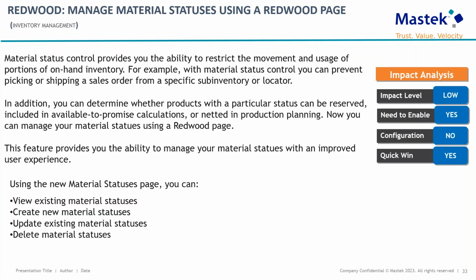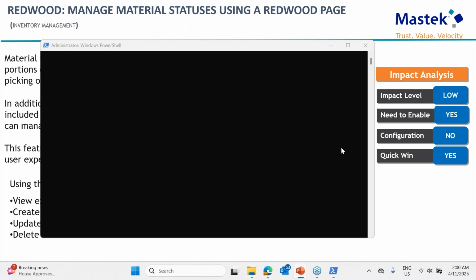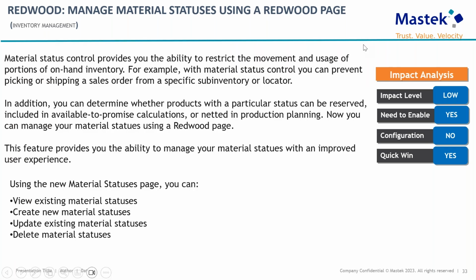The next new feature we have is manage material statuses using a Redwood page. Like I said in the beginning, all the new updates we have in 25B are somehow related to Redwood or the generative AI capabilities. This new feature, material status control, helps you manage how and when parts of your inventory can be used. For example, you can block items in a certain sub-inventory from being picked or shipped, right? Now with the new Redwood material statuses page, you can easily manage these controls with a better user experience.